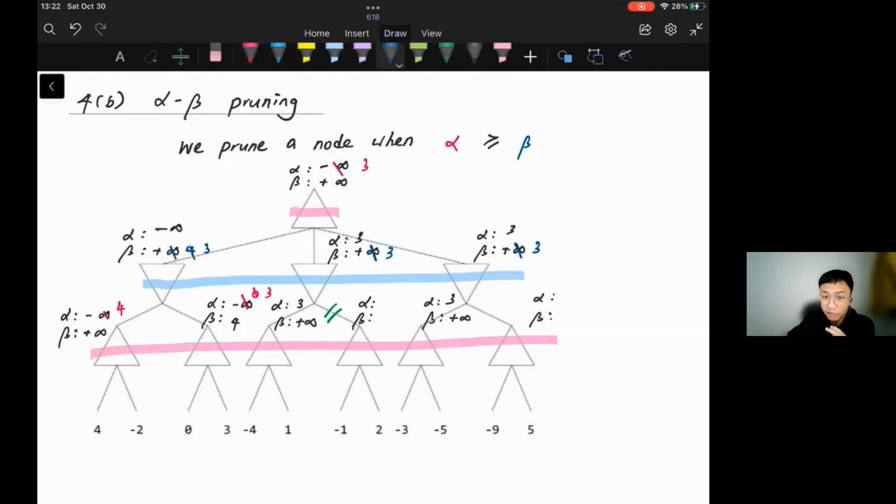Again, at this point, alpha equals beta, which fulfills our pruning rule. So again, the right child will be pruned. And here's our alpha beta pruning for this game tree.